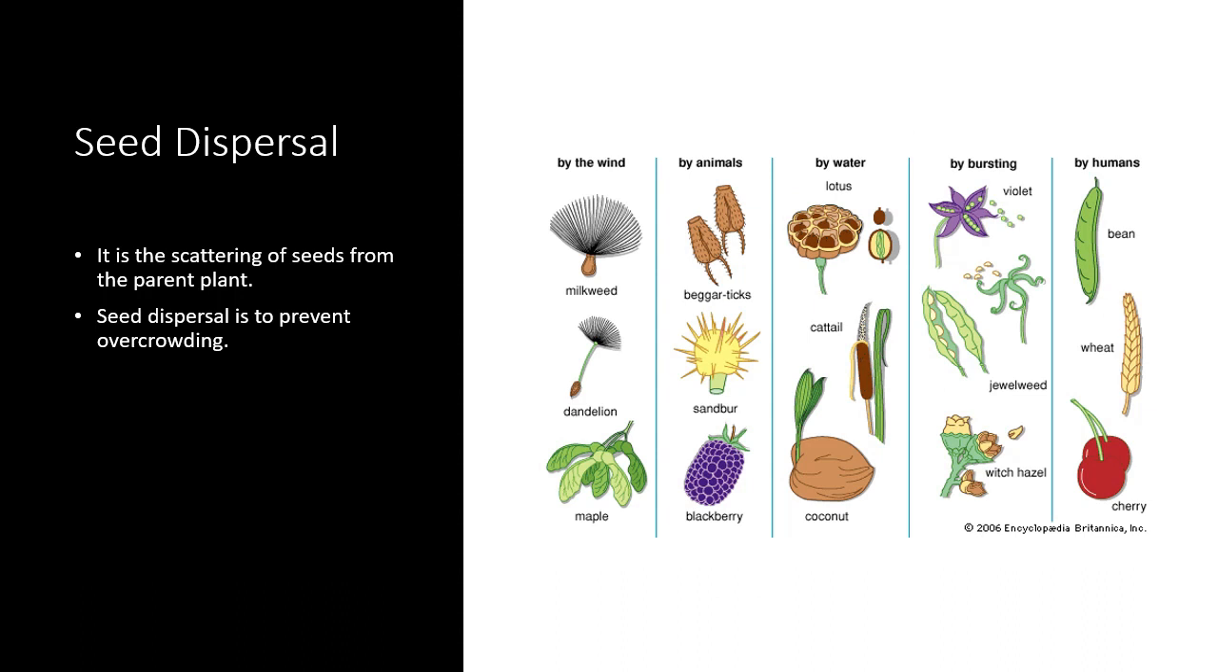After the seeds are formed, now it's time for the seeds to be dispersed away from the parent plant. So we come to the next stage. It is the seed dispersal. It is the scattering of seeds from the parent plant. This is to prevent the overcrowding.